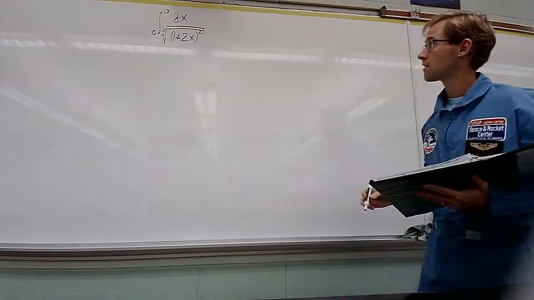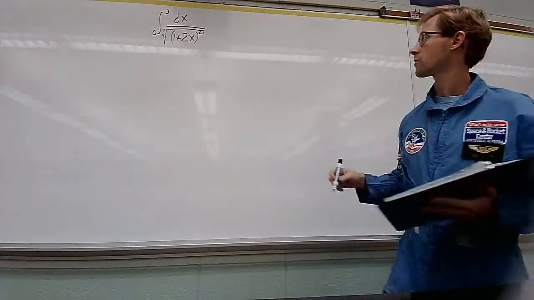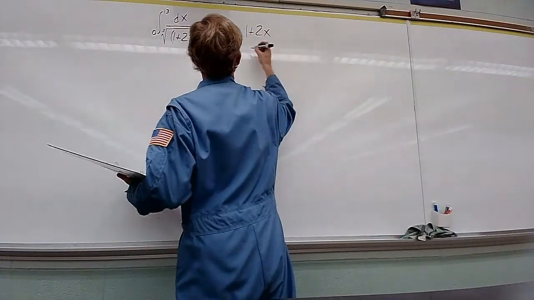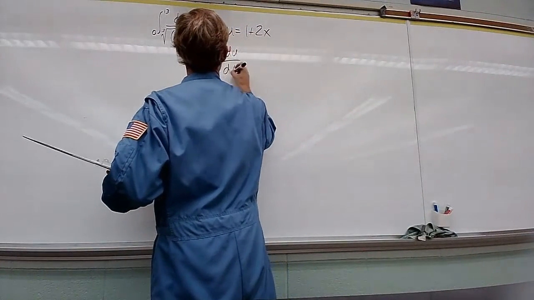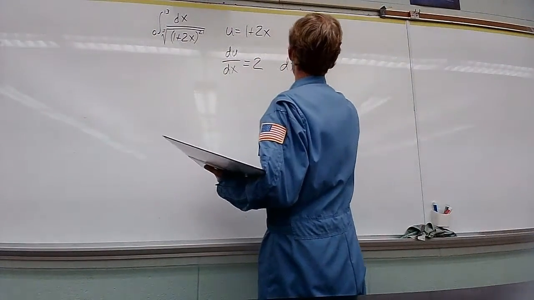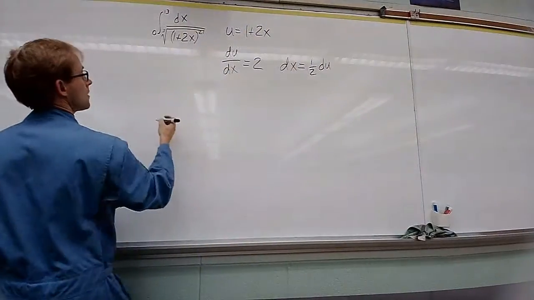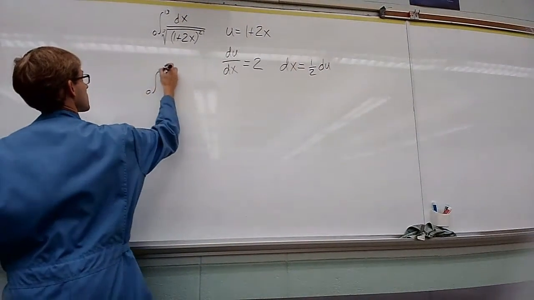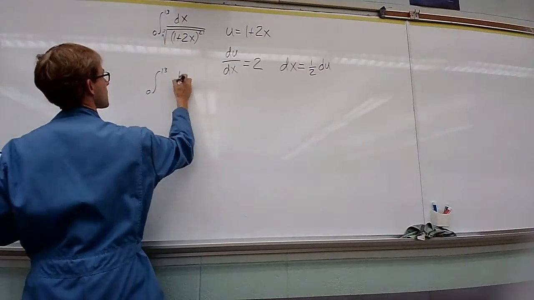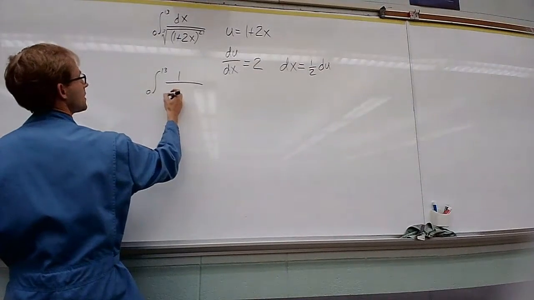All right. So u should be equal to 1 plus 2x because it's the only inner function we've got here. So du by dx is going to be equal to 2. So that means dx is 1/2 du. Okay, so we're all right so far. And the integral is from 0 to 13. dx is by itself, so it's going to be 1 over the cubed root of the square.